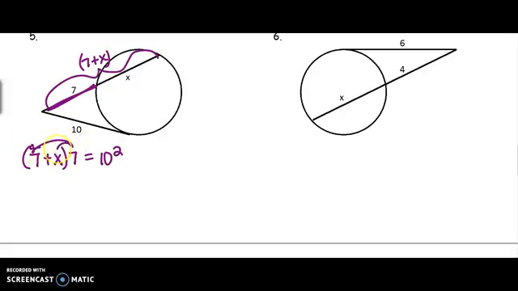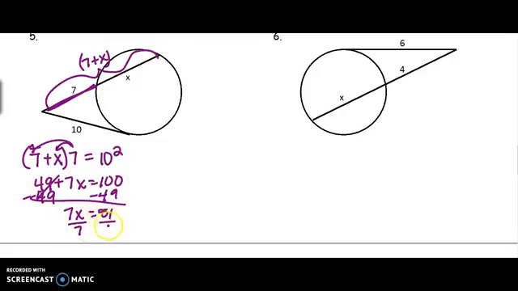So we would distribute the 7. So we have 49 plus 7x is equal to 100. And we did subtract your 49 here. We got 7x is equal to 51. And to the nearest decimal, we have x equals 7.3.